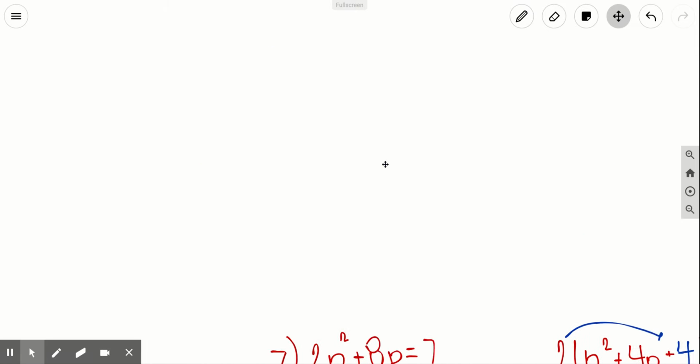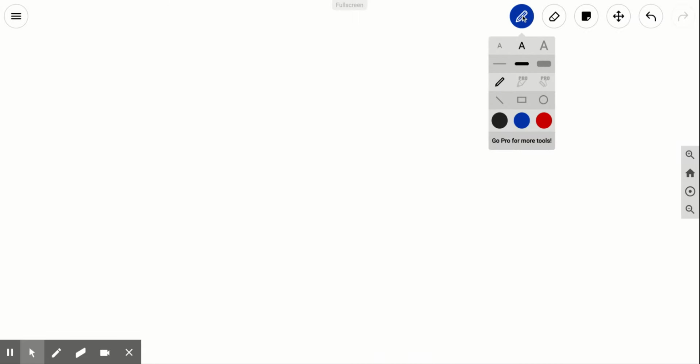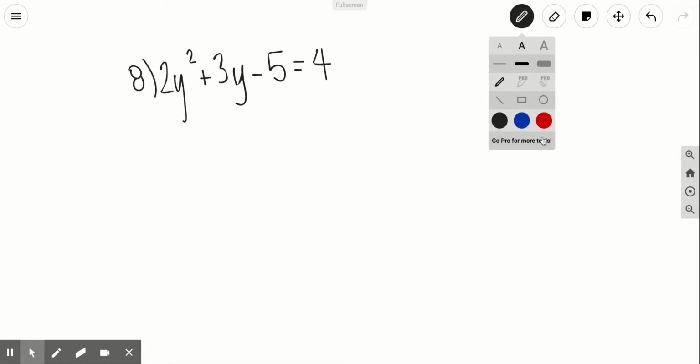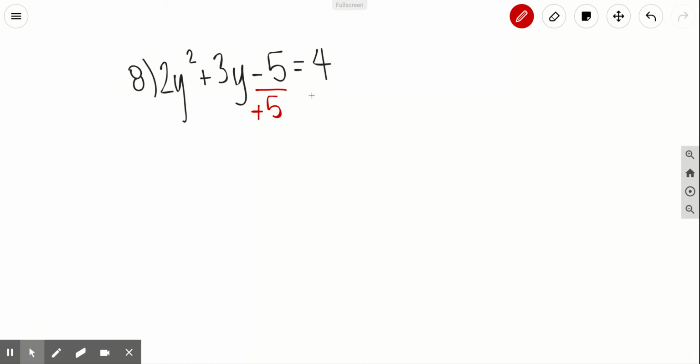The last thing I want to say is about question 8. Hopefully you feel okay solving it at this point, but I want to note one thing. Question 8 looks like this: 2y squared plus 3y minus 5 equals 4. In all of our other equations, we did not have a c term on the left side of the equation. So you're going to want to move your minus 5 over to the right by adding 5 to both sides of the equation.